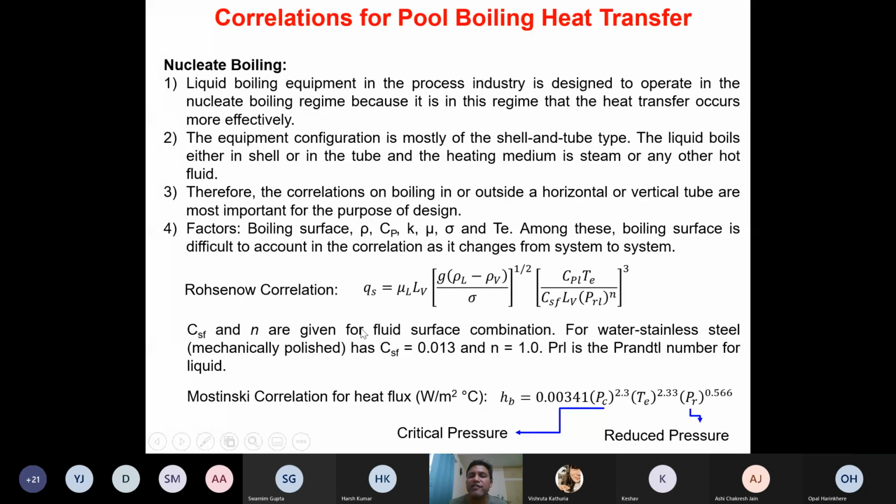So surface heat flux, denote the surface heat flux S, that is given as mu L into LV into G rho L minus rho V divided by sigma raised to the power 1 by 2, and CPL by TE divided by CSF LV PRL raised to the power n, and this entire bracket raised to the power 3. Here PRL is nothing but the liquid Prandtl number. PRL is the Prandtl number for liquid.